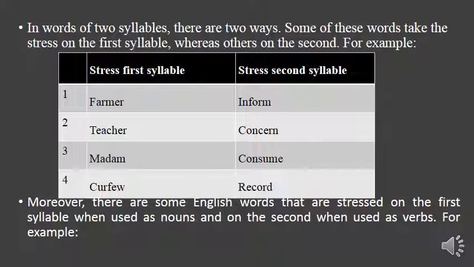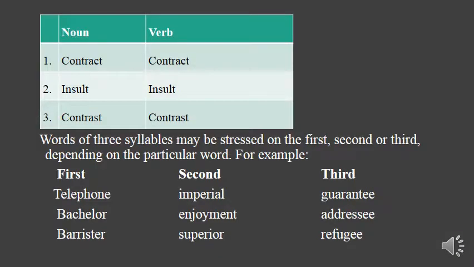Moreover, there are some English words that are stressed on the first syllable when used as nouns and on the second when used as verbs. That is, in the English language, there are words that have the same spelling, but the stress changes the class of the words, and also it affects the meaning. Let's go to the next level and see what I'm trying to explain.